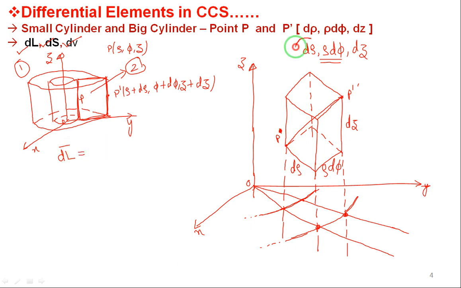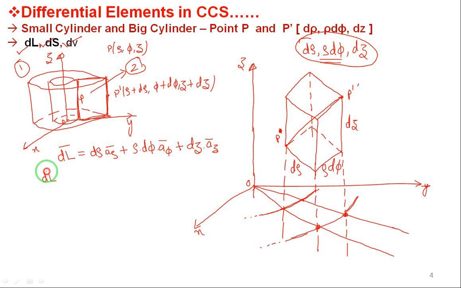So the differential elements we already have here. I have written it here, d rho, rho into d phi, dz. So make use of that and associate direction and write down the differential length: d rho into a rho. The second differential element is rho into d phi, and the unit vector is a phi, plus the third differential element is dz, and the unit vector is az. So this is the differential length.